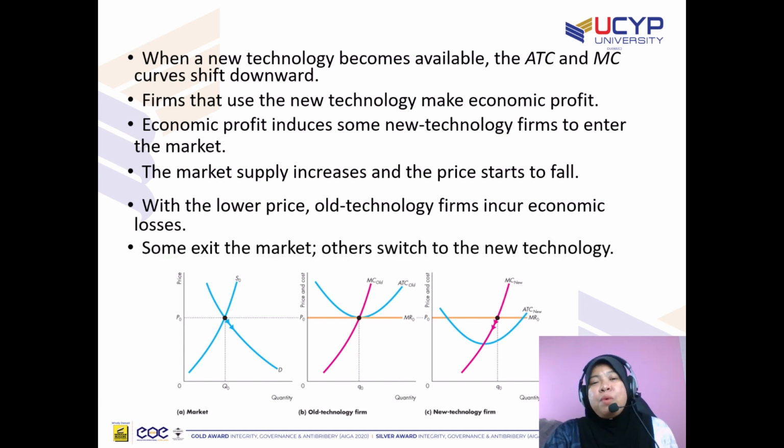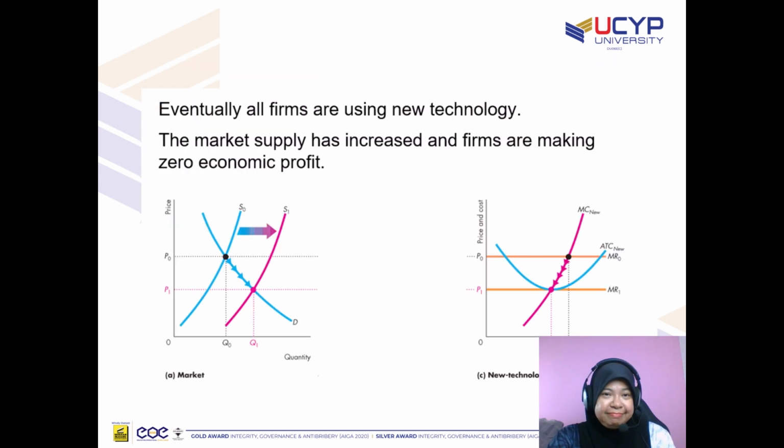With the lower price, all old-technology firms incur economic losses. Some exit the market, others switch to the new technology. Eventually, all firms are using the new technology. The market supply has increased and firms are making zero economic profit.